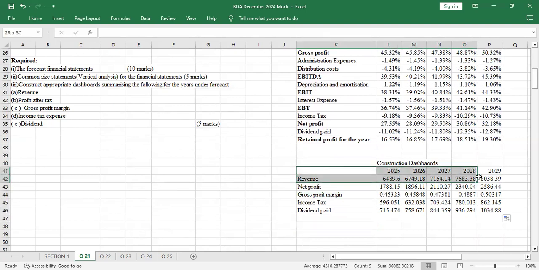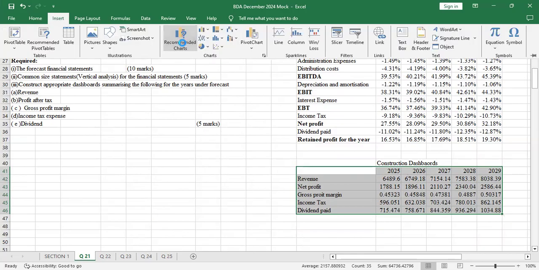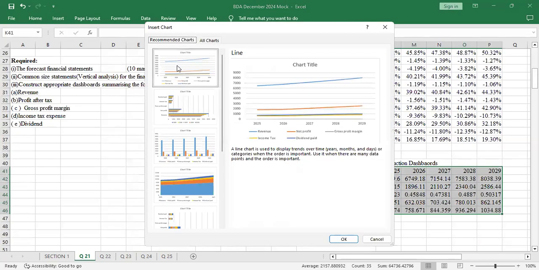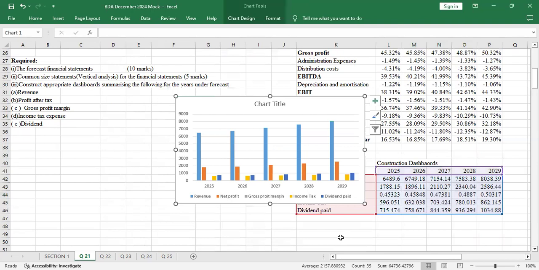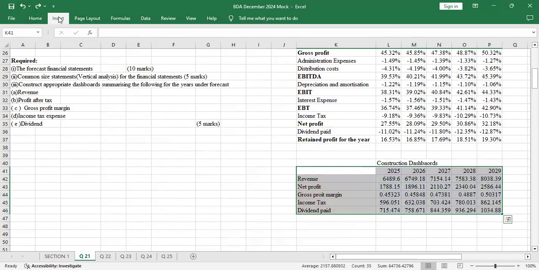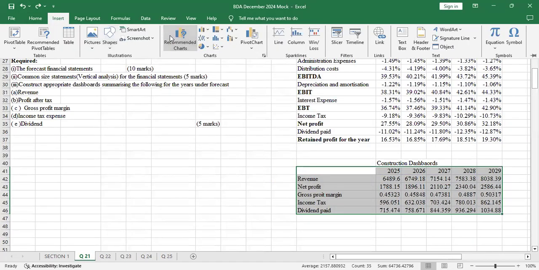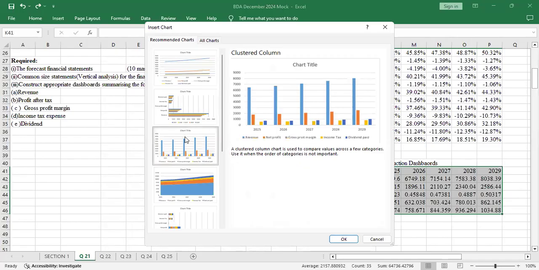You just select this. Just select everything. Then you go to insert, then you go to recommended. There are so many charts. You can choose any, whether this, or this item here. For me, I'll go with the clustered column. So clustered column, and say okay. Then let me undo. So I'll go to insert, recommended, then I'll go to clustered column, then say okay.